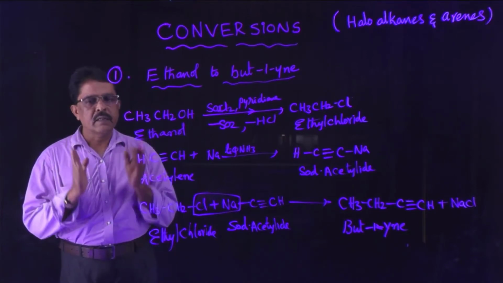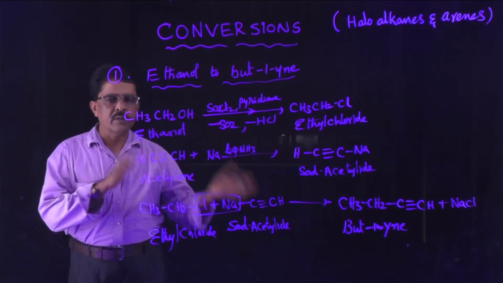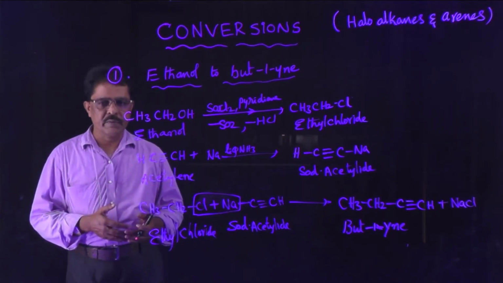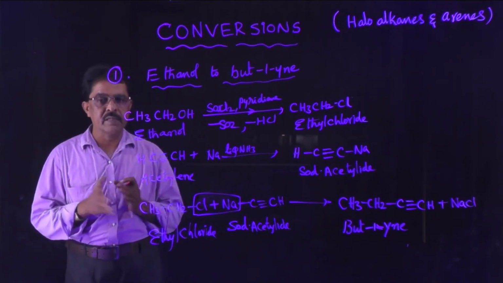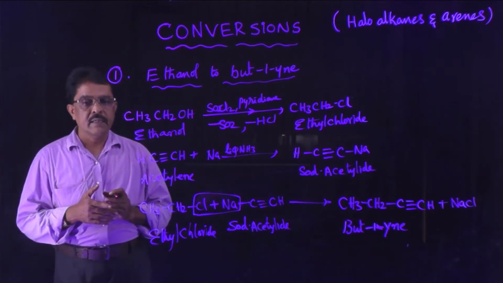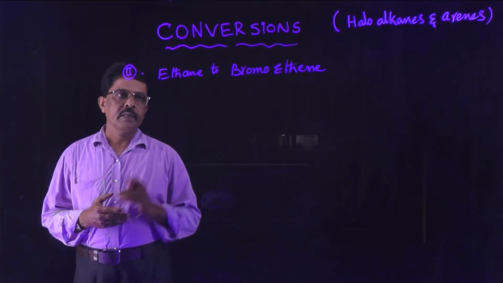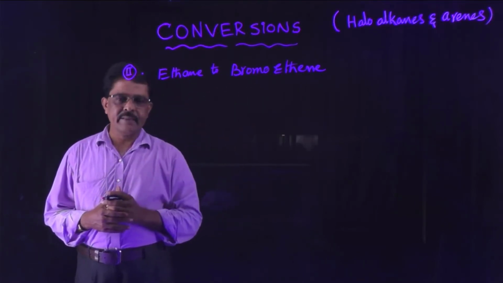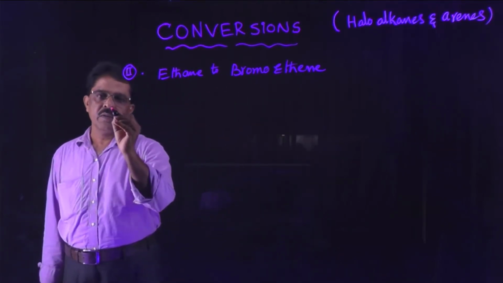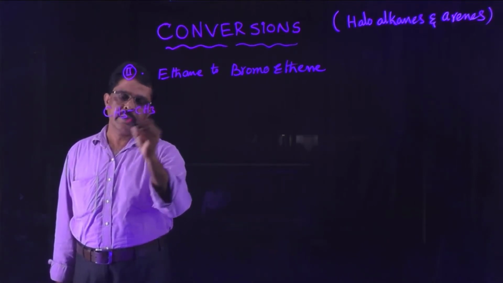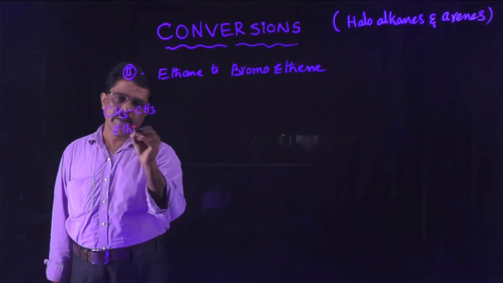One organic molecule is converted into another molecule, in two or more steps, but the reaction conditions must be essential. Right, understand? And the second conversion, ethane to bromoethene. First of all, you take the ethane molecule, CH3CH3.